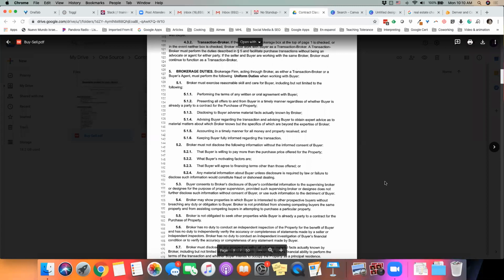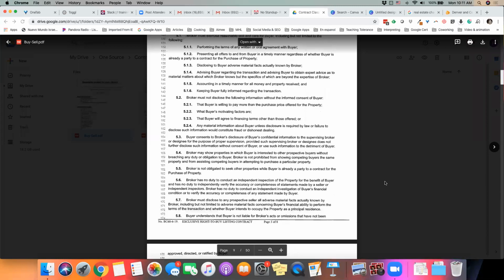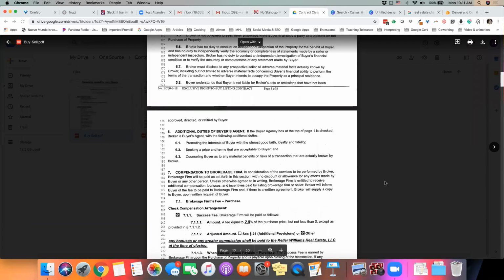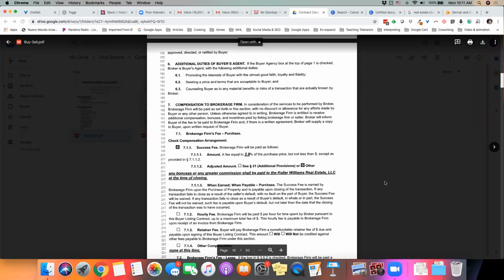When you go to paragraph 6, that is your 3 additional duties when you check the box at the top of the document. If you're going to get fired as a buyer agent, it's probably because the buyers feel you haven't done one of those 3 things. With that said, you go to paragraph 7, that's your compensation.